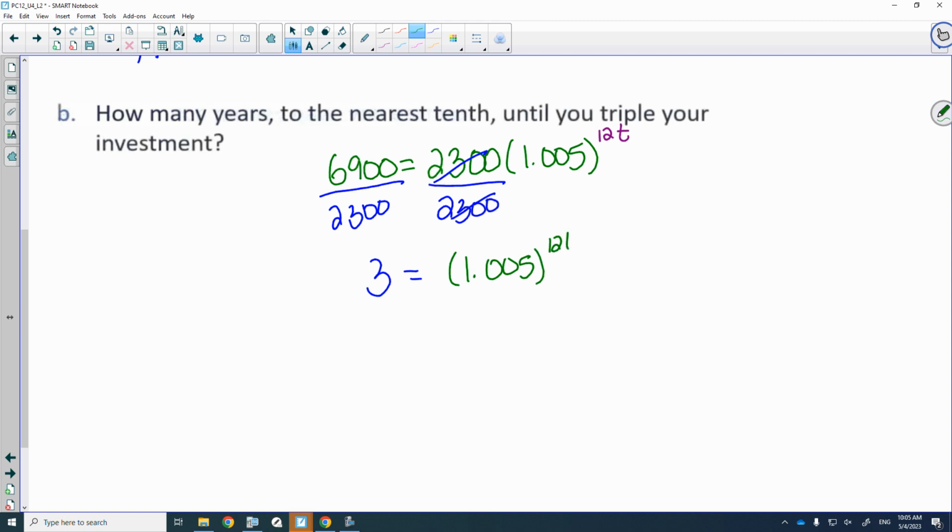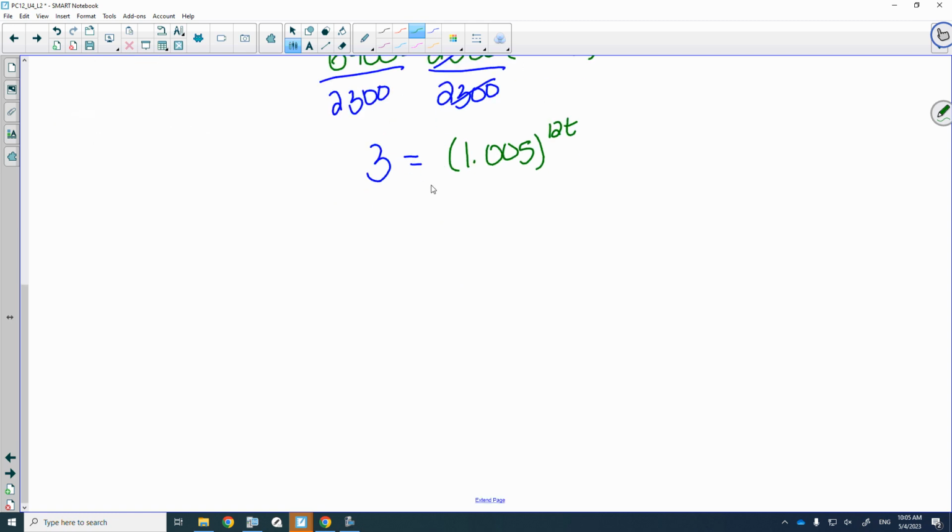1.005 to the 12t. You guys, when they do this, like triple or make 5 times your money, you don't actually have to figure this out. You could just put a 3 here and there's an invisible 1 here. That would be tripling, right? You've got like $1 and you're tripling it. If I said how much time would it take to get 5 times your money? Well, put a 5 here and there's an invisible 1 here, right? So we didn't have to do this. Okay, let's figure out what t is.